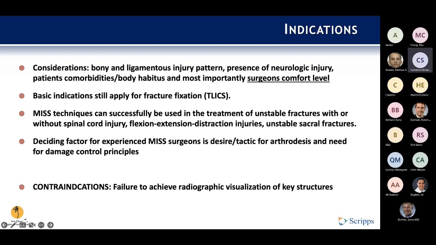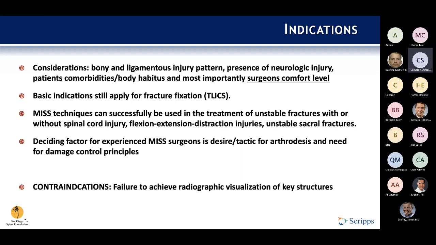And so the indications for these are the main thing to delve into and look at. You have to take into account the bony and ligamentous injury pattern, the presence of neurologic injury, and also, in these patients, you don't get to pick and choose who's coming through the door, so you don't get to have BMI restrictions or anything like that. So that's another consideration, and you have to be comfortable doing this.